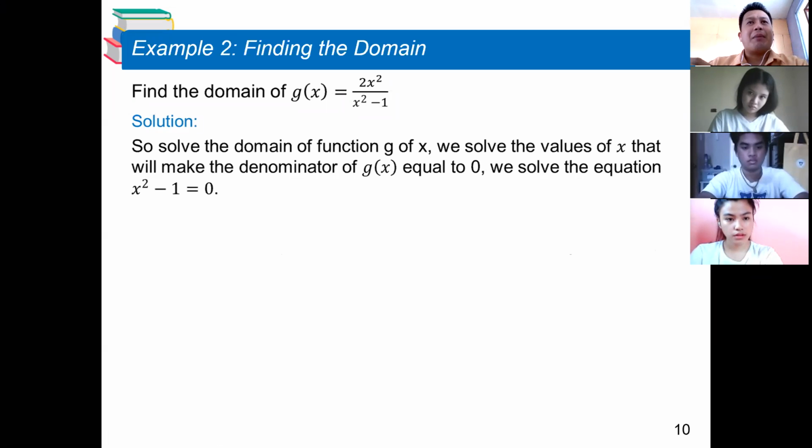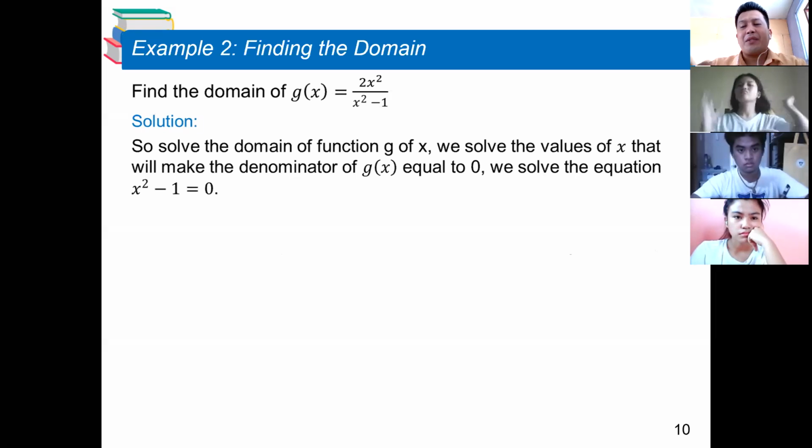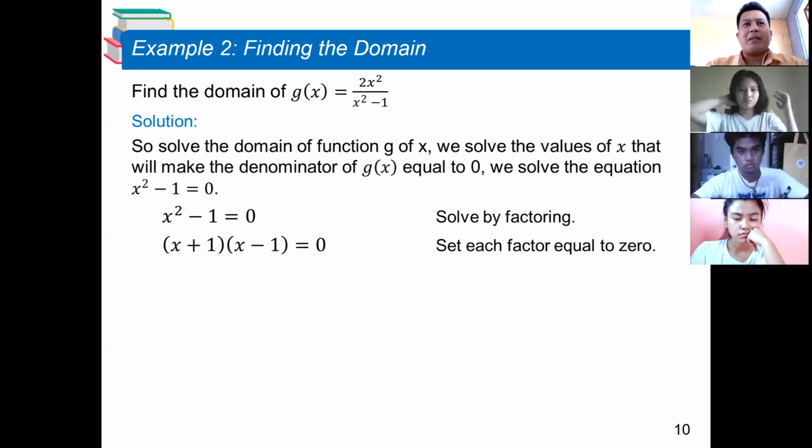Do we have the second example? Or rather, I think this is already the third, including the previous example. We have here 2x squared all over x squared minus 1. Notice that your denominator is a difference of two squares, right? It's so easy for us to factor the difference of two squares, and that is simply plus minus x plus 1, x minus 1.